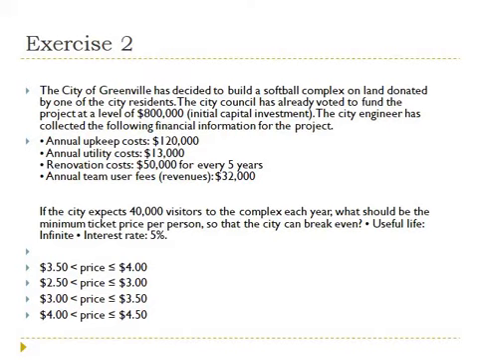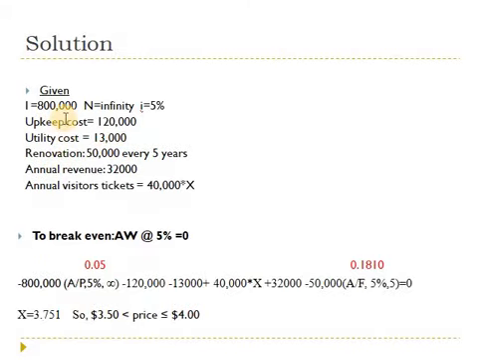Now, this is the given: the initial investment, so this is at the present, it's $800,000. N is infinity, i is 5%, and these are annual costs and revenues, except for this one, it's happening every 5 years. Now here I didn't ask you what is the capitalized worth, I just need to find the value of X. So this means that I can use the annual worth or present worth and set it equal to 0, as we used to do.